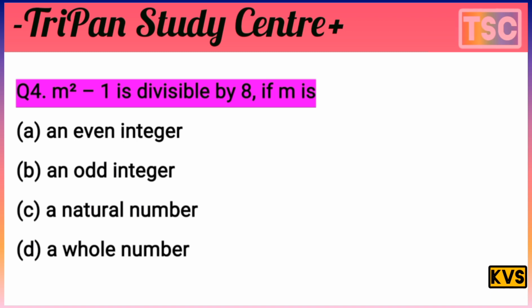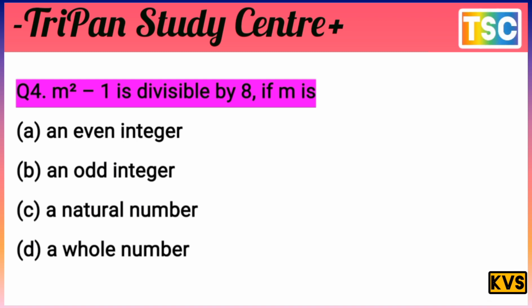The question is clear. m square minus 1 is divisible by 8 if m is A an even integer, B an odd integer, C a natural number, D a whole number. That's a direct, clear question. But first of all, test your knowledge. I give you a few seconds. You must have thought of your answer. Write the answer in your notebook. And let's see what the answer to this question is.